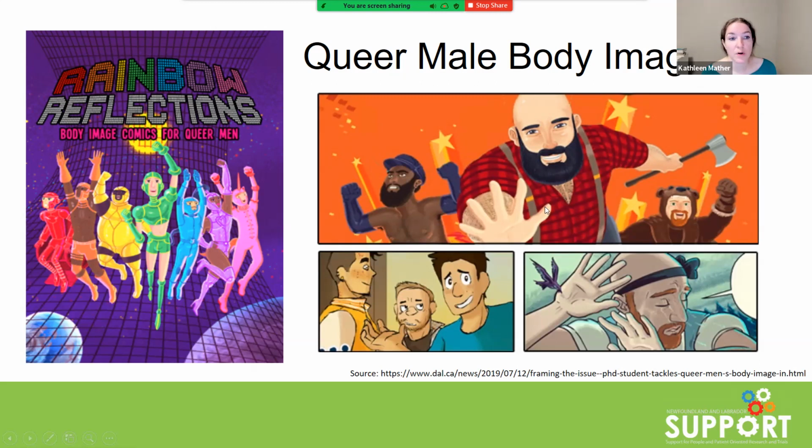And the comic book explored how to improve the emotional, mental, and sexual health of queer men by talking about body image in relation to weight and muscularity. Some highlights of this project that I thought were hopefully relevant for folks who are thinking about doing kind of out-of-the-box KT.